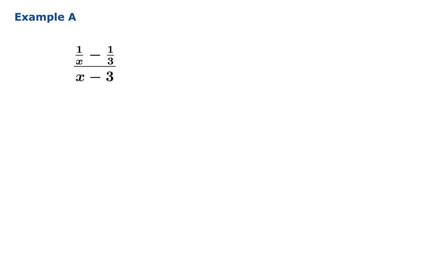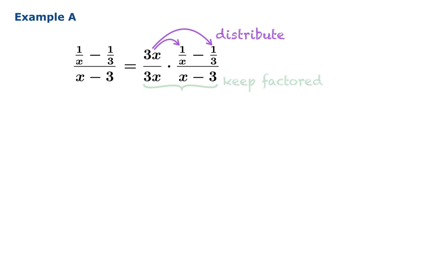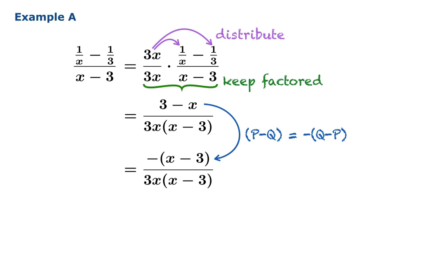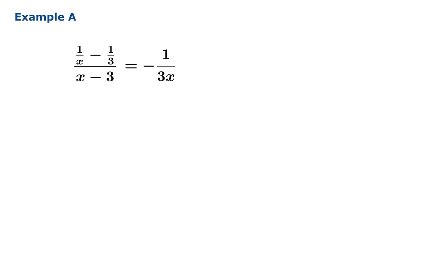So let's clear out the numerator by multiplying top and bottom by 3x. We'll distribute the 3x across the numerator, but we'll keep the denominator factored. 3 minus x and x minus 3 differ by a factor of -1. And now we can cancel these out to obtain the expression -1 over 3x. Once again, we're going to be careful about our domain. 0 is not an option, nor is 3, as it'll make the denominator 0 on the left side. So for all x except 0 and 3, this equation is true.